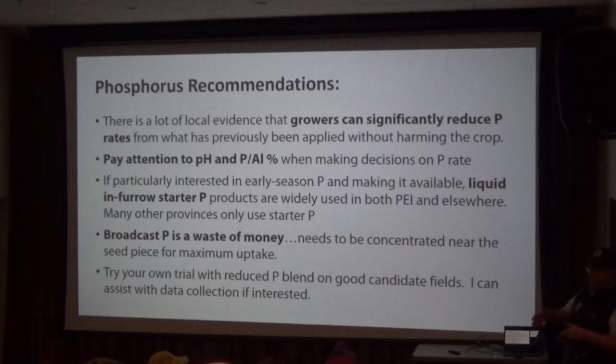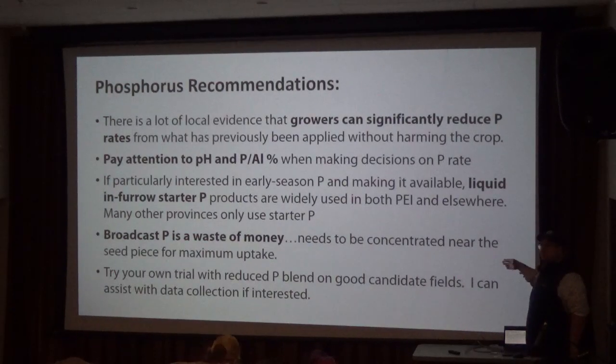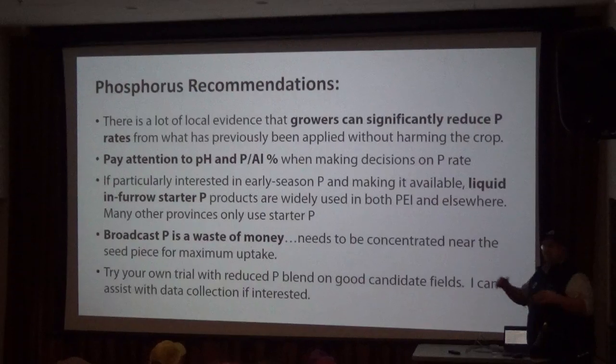They can make it available in the root zone early in the season when the crop needs it, and it's less likely to be bound, especially if you're in a little bit more acidic soil. But also factor that in: if you're getting 25 or 30 pounds an acre of P out of your liquid, you can back it out of your blend a little bit, okay? Broadcast P is generally a waste of money, especially if you have this buildup.